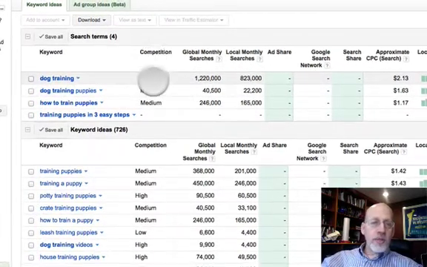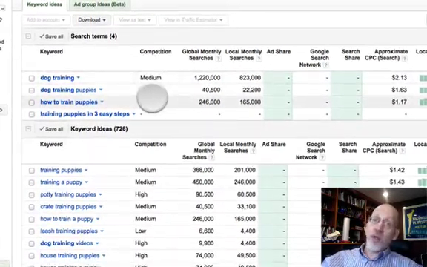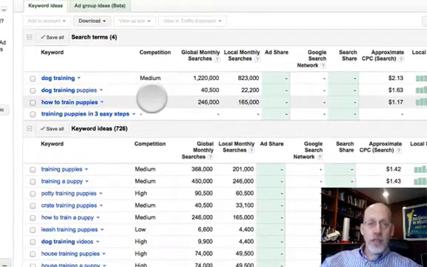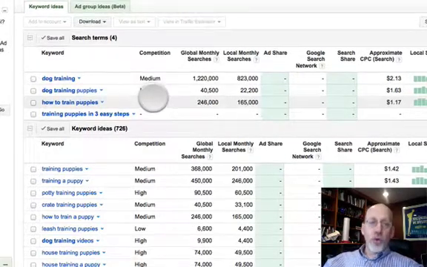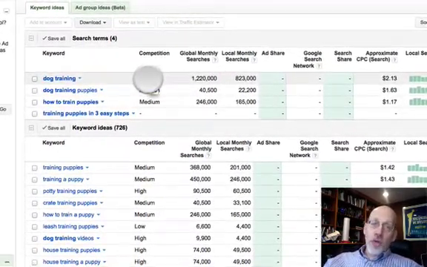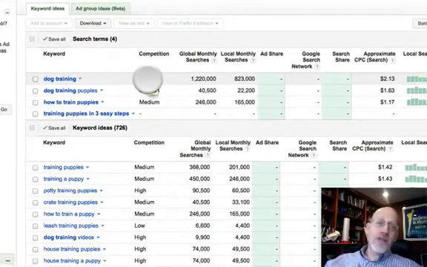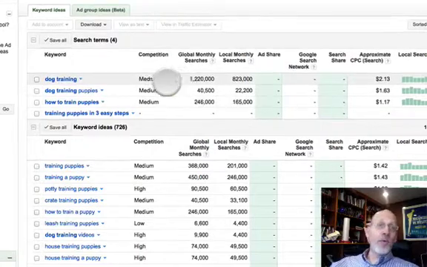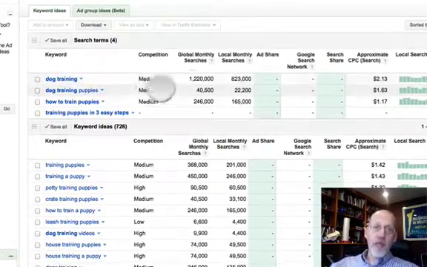First thing we notice is competition is medium. Now we want to look for low competition. That's our goal, to find things that are low competition. The goal is low competition, heavy search volume. But what we want to certainly avoid is high. So I'm actually kind of happy that we're not seeing anything with high competition here. A little surprised. Not always, by the way, do I believe what I see here.